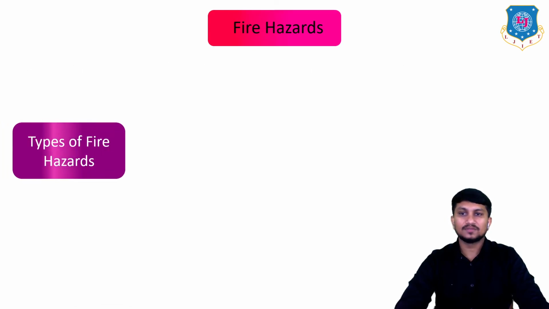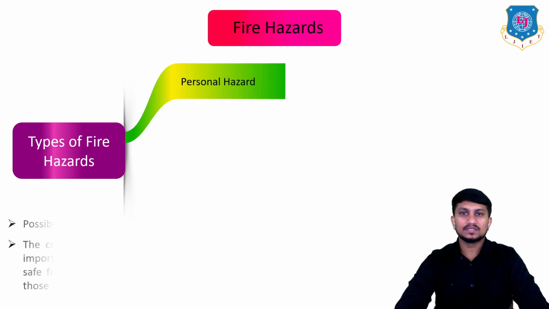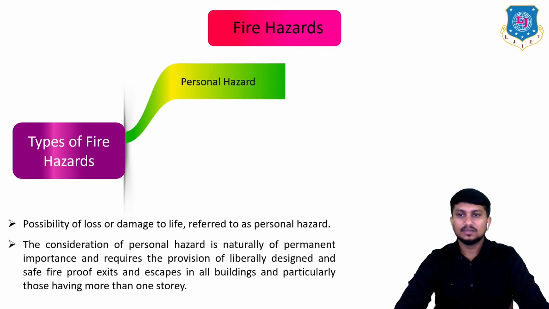There are various types of fire hazards. First is personal hazards. Possibility of loss or damage to life is referred to as the personal hazard. The consideration of personal hazard is naturally of permanent importance and requires the provision of liberally designed and safe fireproof exits and access in all buildings, and particularly those having more than one story.